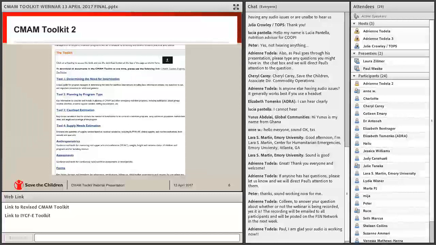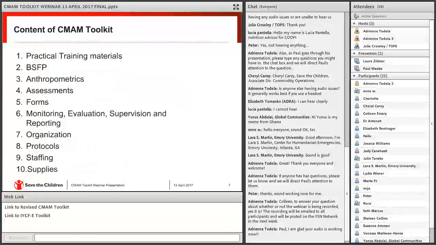Yeah, just to explain what is under that first part of the page, it just breaks down different aspects of the toolkit. So there's that bit of determining the need, for example. So once you click onto that, then it takes you to all the tools that will be able to help an implementer determine the need to be able to implement a CMAM program.